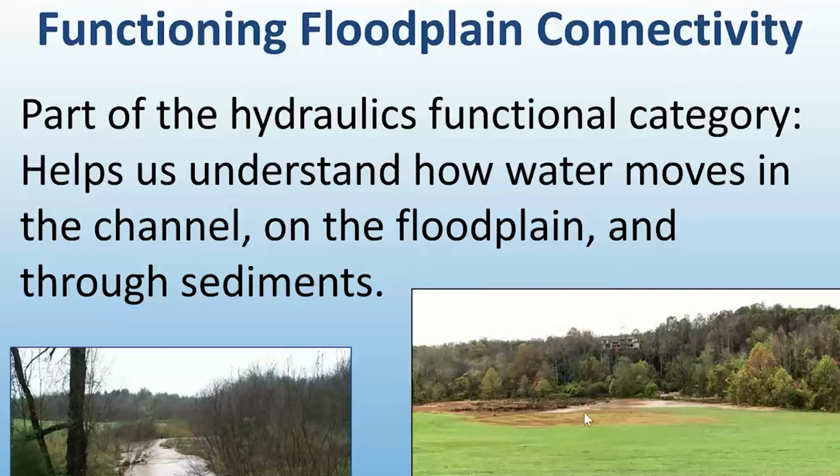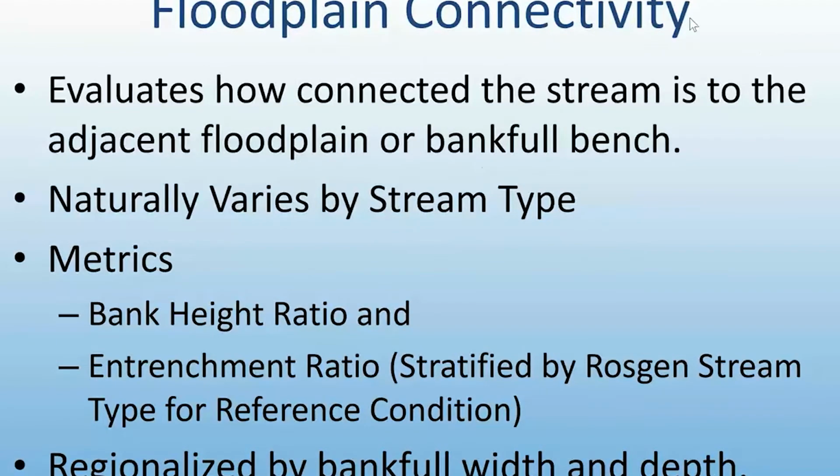All we're looking at here is, is the stream connected to the floodplain or not? So floodplain connectivity evaluates how connected the stream is to the adjacent floodplain or bankfull bench. And I put this "or" here because we do have to acknowledge that floodplain connectivity varies by stream type. And I'll show you some examples in just a minute.